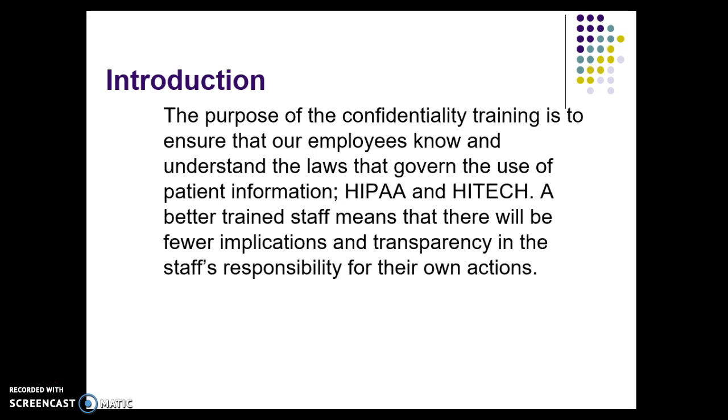The purpose of the confidentiality training is to ensure that our employees know and understand the laws that govern the use of patient information, HIPAA and HITECH. A better trained staff means that there will be fewer implications and transparency in the staff's responsibility for their own actions. As we become more aware of and understand our responsibility as clinicians and support staff, we can help each other ensure that breaches in privacy are things of the past.